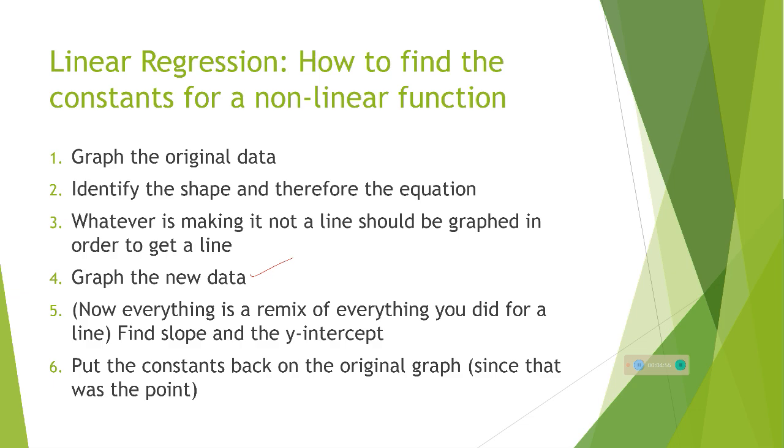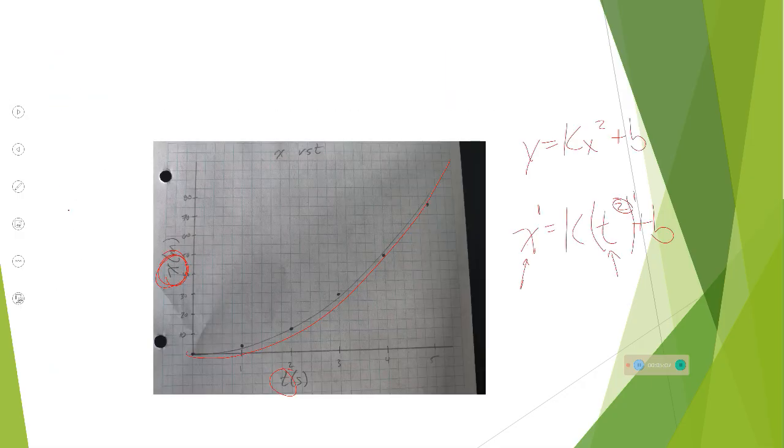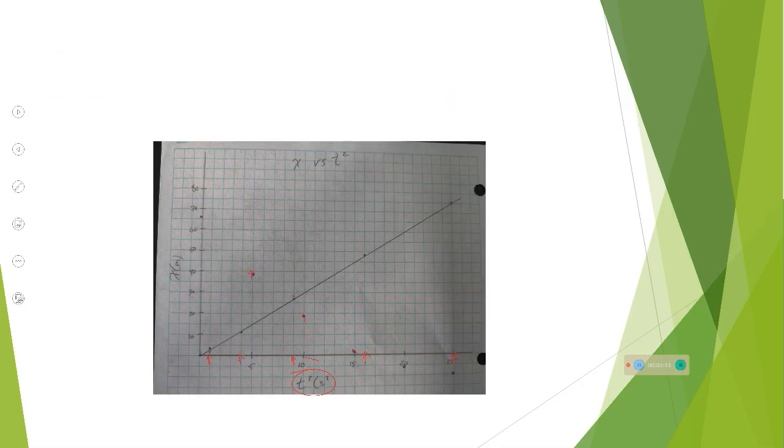That's what we just got done showing. You would make a new graph. Step 5, now literally everything is a remix of what you've already done. Go find the slope and the y-intercept the same way as you always have. So I would grab points off. I talked about this in class. This actually is perfect data.